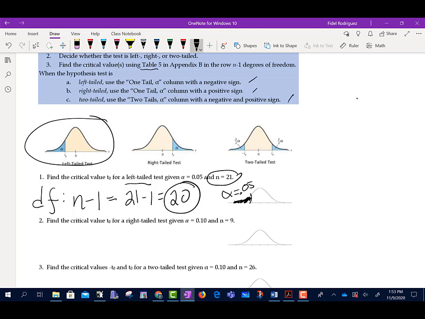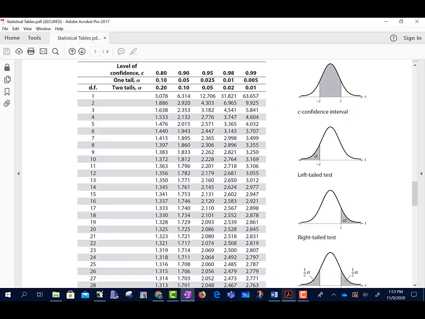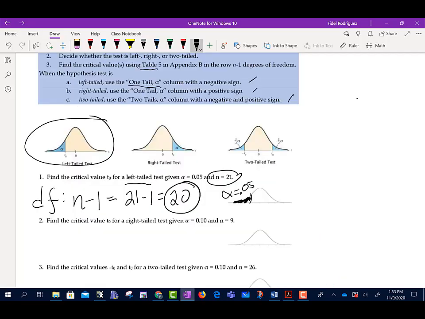So we're going to go to the one-tail alpha column with a negative sign. I'm going to pull up this table. Here we go. We said our alpha was 0.05, so it's right there, and our degrees of freedom is 20. The number that I'm coming up with is 1.725. So I'm going to come back here and write down T0 is 1.725, but I want you to notice we need to write it with a negative sign. So there I am writing it with a negative sign.